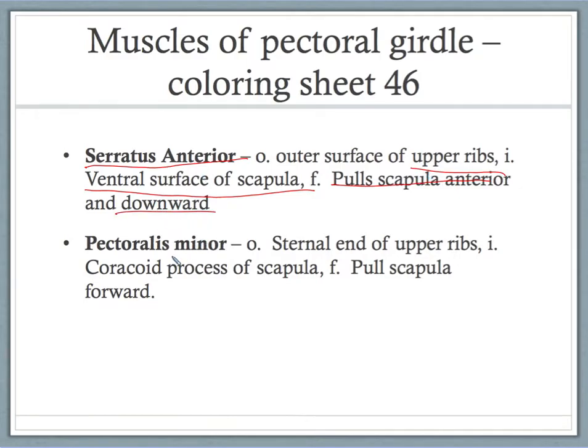We'll also have your pectoralis minor, not to be confused with your pectoralis major. Your pectoralis minor originates on the sternal end of your upper ribs, so toward the sternum, the medial side. It inserts on the coracoid process of the scapula and pulls the scapula forward.